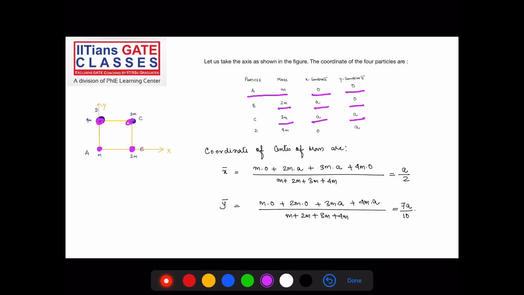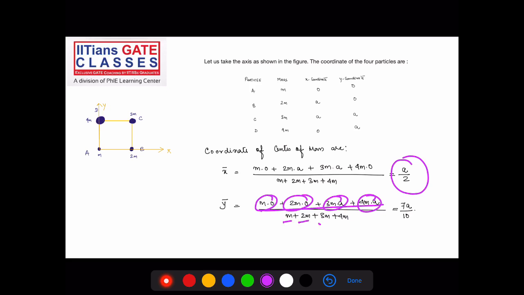So let us try to find the x coordinate of the center of mass. What is the x coordinate of center of mass? m1 x1 plus m2 x2 plus m3 x3 plus m4 x4 divided by m1 plus m2 plus m3 plus m4. If you calculate it, it comes out to be a divided by 2. So it will be located in the mid plane. Similarly, let us try to locate y bar. It is m1 y1 plus m2 y2 plus m3 y3 plus m4 y4 divided by m1 plus m2 plus m3 plus m4. It comes out to be 7a by 10.